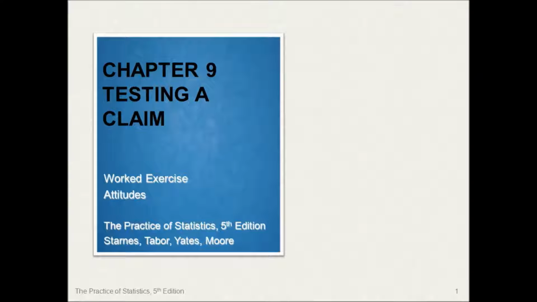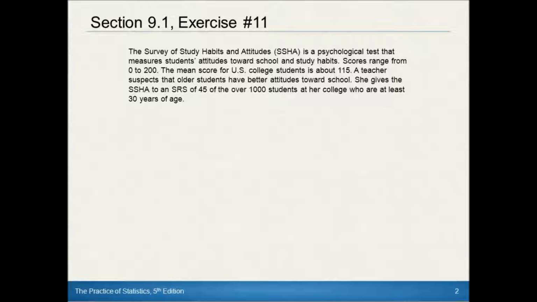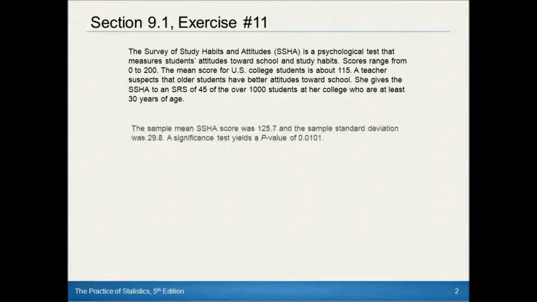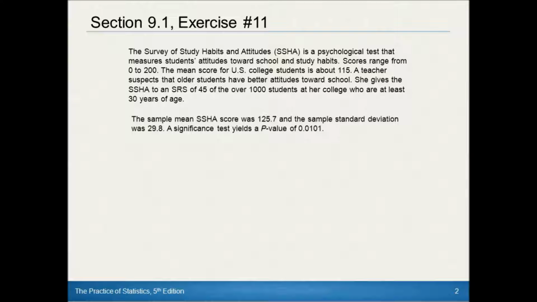In this exercise, we'll interpret both a null hypothesis and a p-value in context. Using the example from exercise number 1, the survey of study habits and attitudes is a psychological test that measures students' attitude towards school and study habits. A teacher gave this to a simple random sample of 45 of the over 1,000 students at her college who are at least 30 years of age. She suspected that older students have a better attitude towards school. In her sample, the average sample score was 125.7 and the sample standard deviation was 29.8. The significance test yielded a p-value of 0.0101.